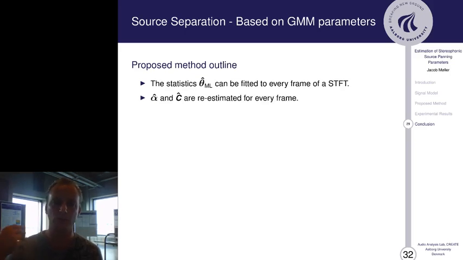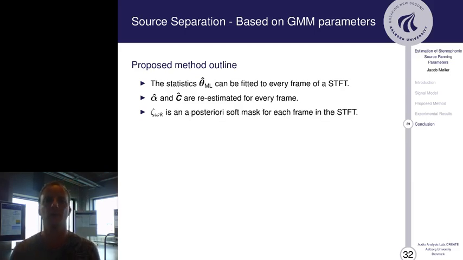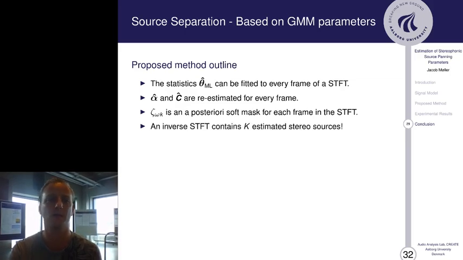So we compute a short-time Fourier transform, and for every frame, we re-estimate alpha and C. Then the zeta is a soft mask for each frame in that short-time Fourier transform to map out the different frequency components of the signal, and then run an inverse short-time Fourier transform. And that will give us the k estimated stereo sources. So if we have 4 sources, it'll give us 4 stereo tracks.